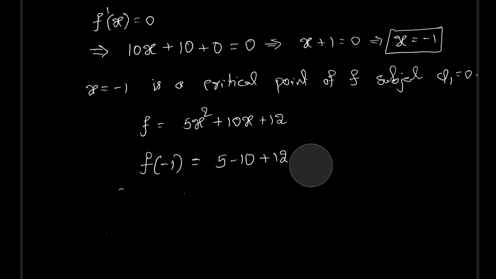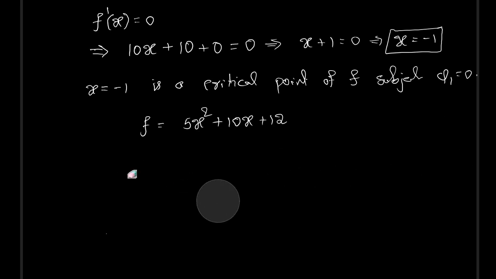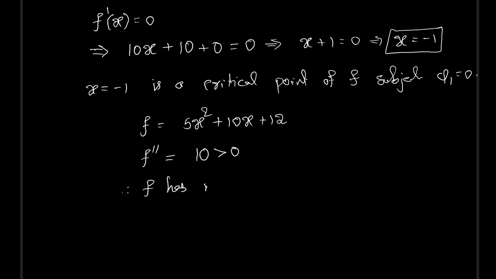This is one way of confirming whether it is minimum or maxima. Or you can go for a second derivative test. Take the second derivative of f, that is 10, because the first derivative is 10x plus 10, so the second derivative is 10, which is positive. Therefore it is very clear that f has a minimum at x equal to minus 1.